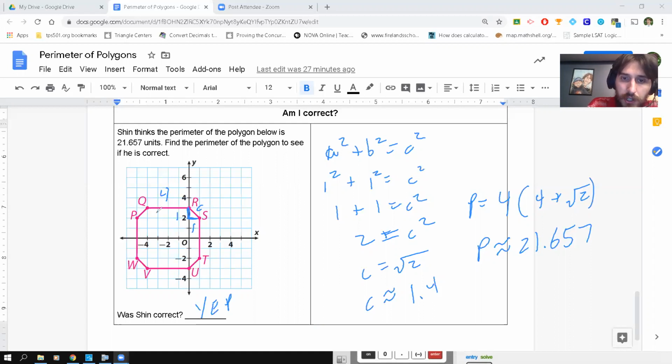So I just took these two, 4 and the square root of 2, and added it together, and then multiplied it by 4 so I can get all of the sides rather than working through every single one. In which case, you should get that the perimeter is 21.657.